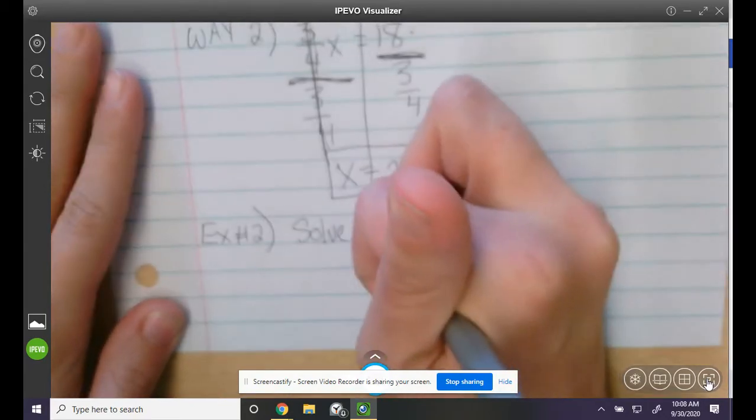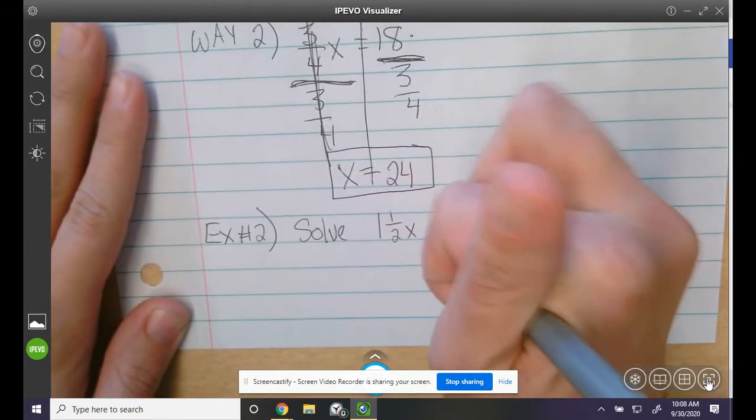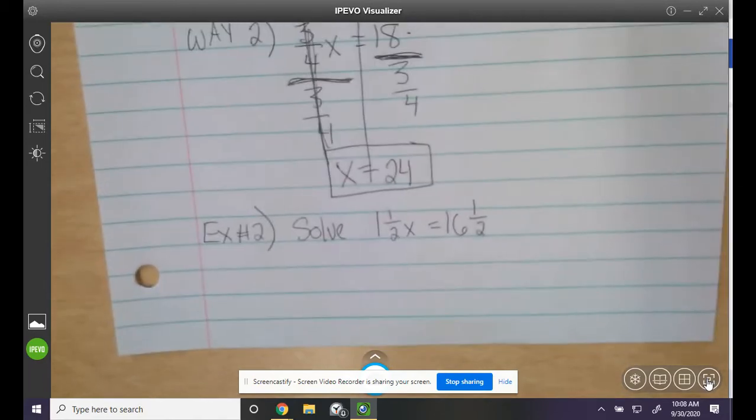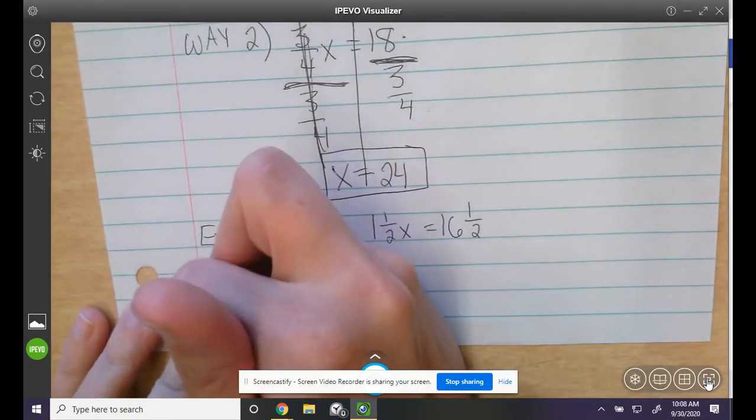Solve 1 and 1/2 x equals 16 and 1/2. We're going to do way 1 first, and then way 2.